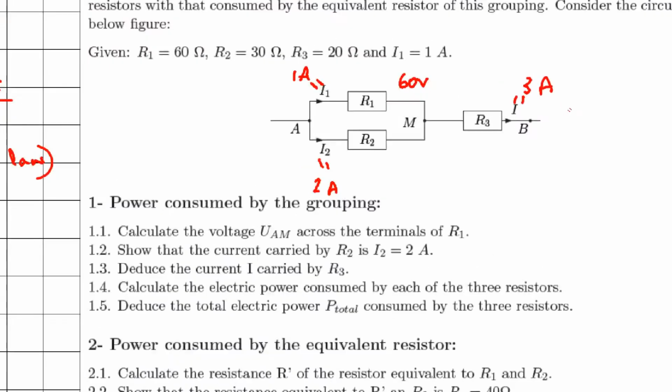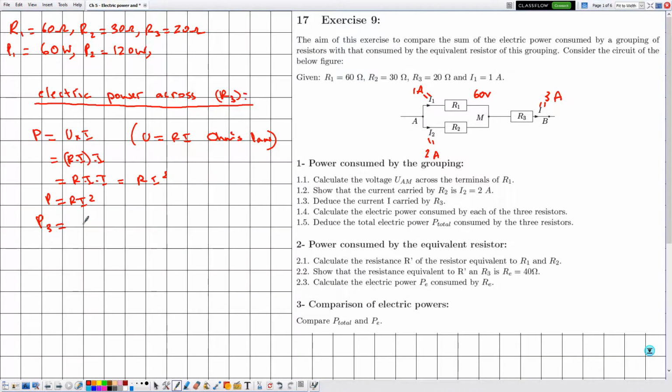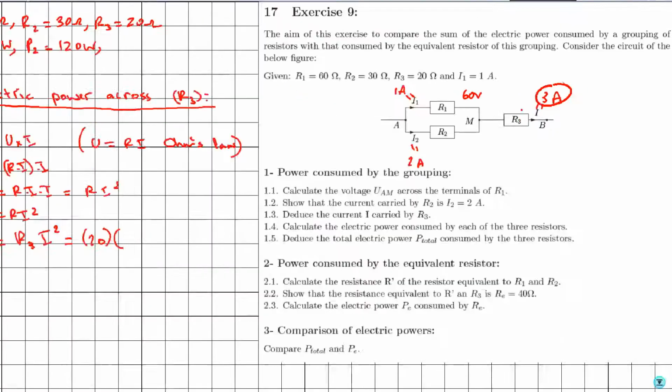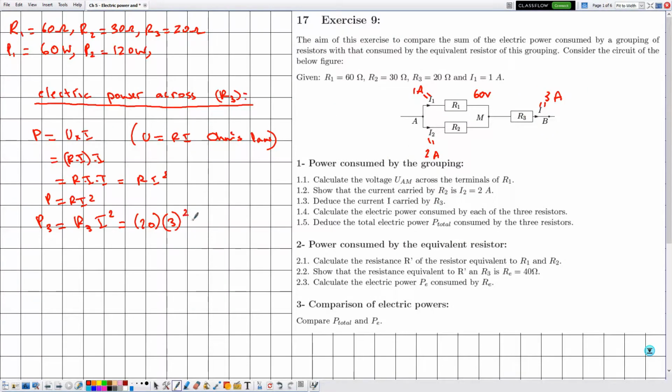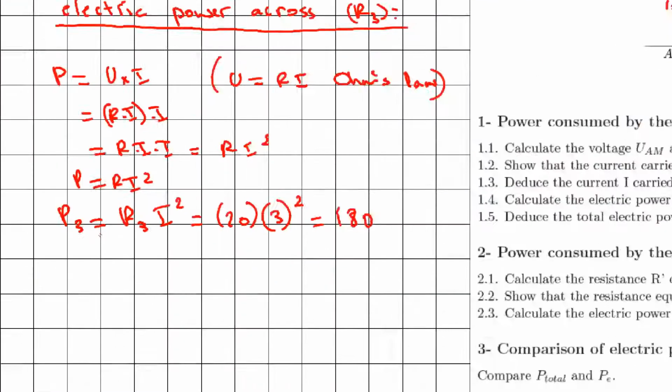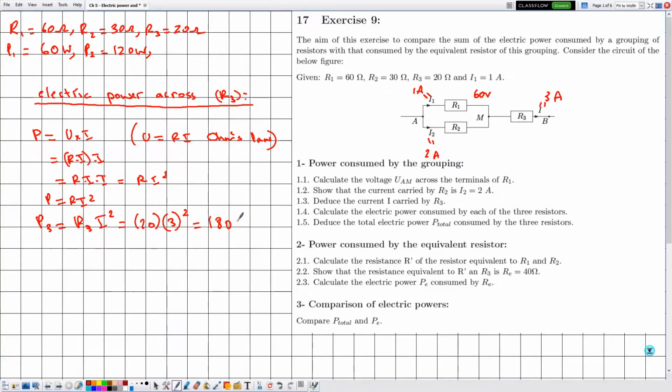and now we are ready to calculate the electric power P3 across the resistor R3 traversed by the current I. The value of R3 is given by 20. The value of I is given by 3. So now plugging this expression on the calculator, we have that this is given by 180. Since everything is expressed in SI, the value of P3 will be in SI, which is watts. So P3 is equal to 180 watts.